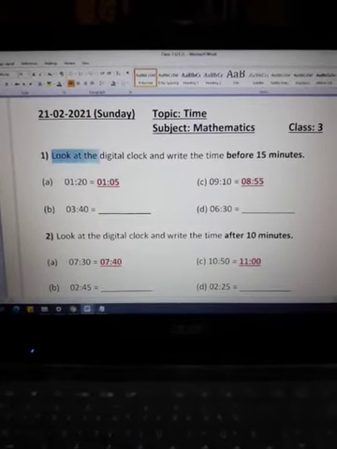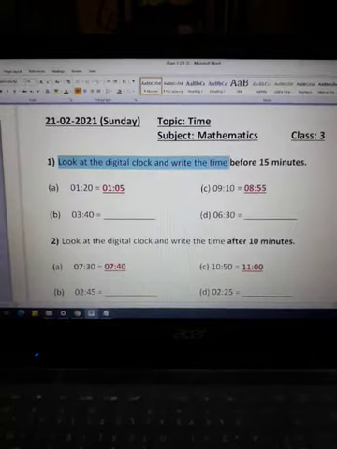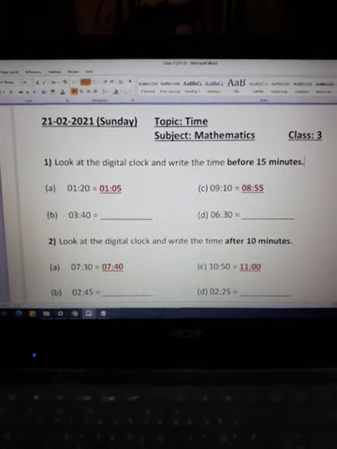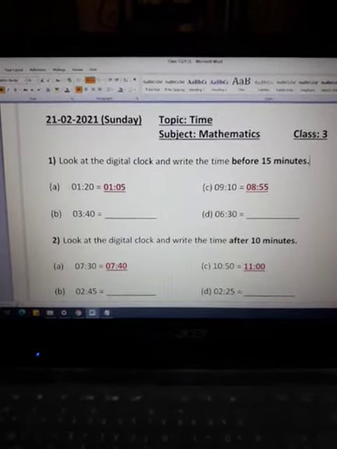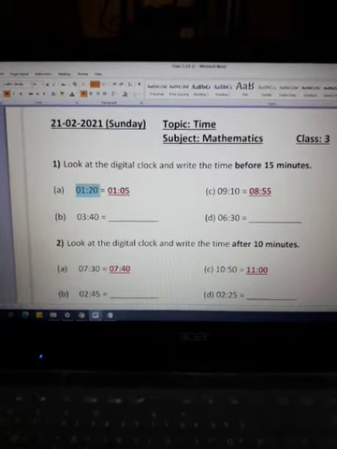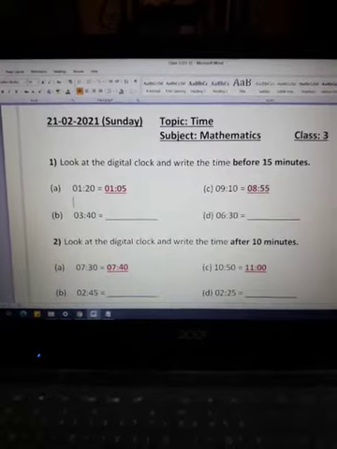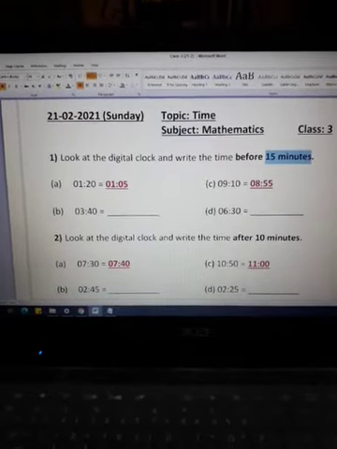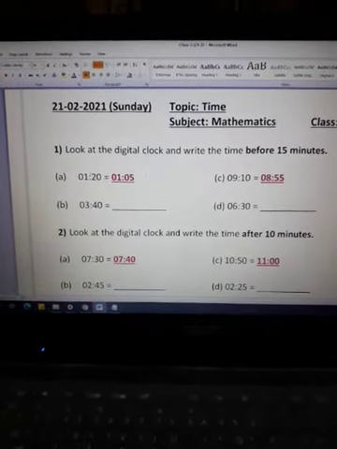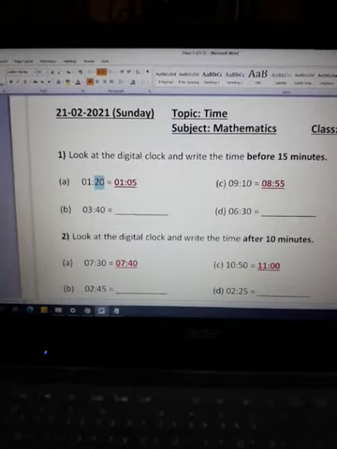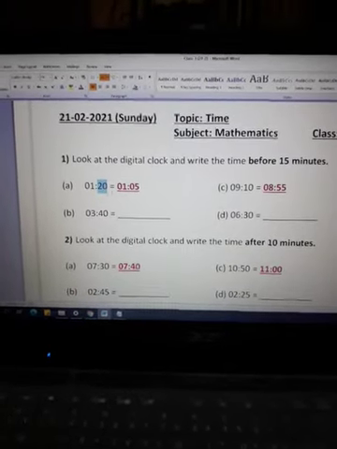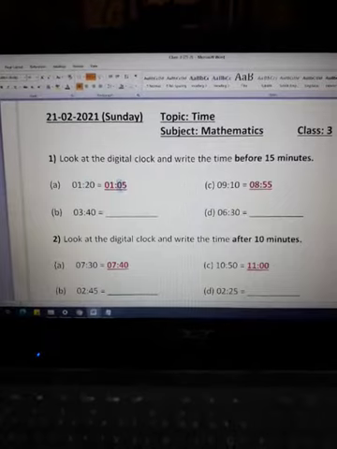Look at the digital clock and write the time before 15 minutes. Before 15 minutes. So, look at here. What is the time here? It is 1:20. Just check the minutes only, because the question is before 15 minutes. It is 20 minutes. So, before 15 minutes means 20 minus 15, what is it? 5 minutes. So, the time is 1:05.